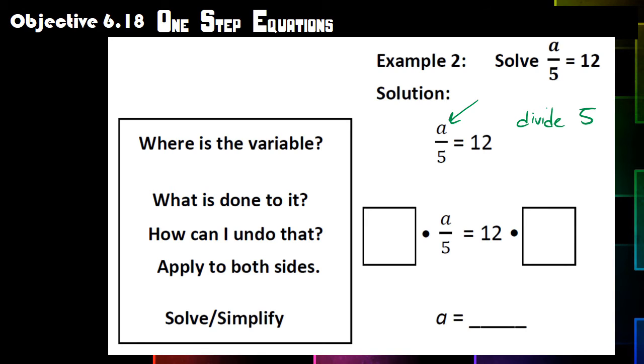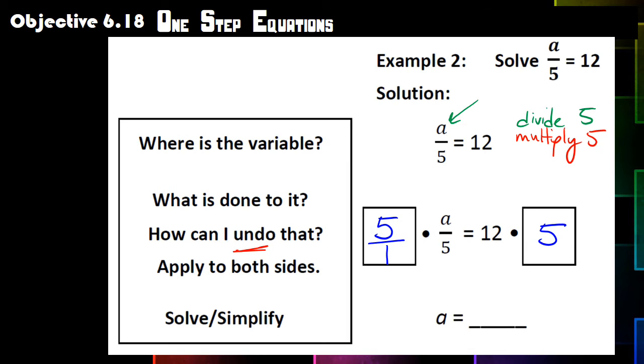So the step to undo all of this is we are multiplying by 5. And so let's go ahead and apply this to both sides of our equation here. Now we're going to multiply both sides by 5. And let's focus in on the left-hand side of the equation first. So we need to multiply 5 times a over 5. So what we need to do is make 5 into a fraction, 5 over 1.